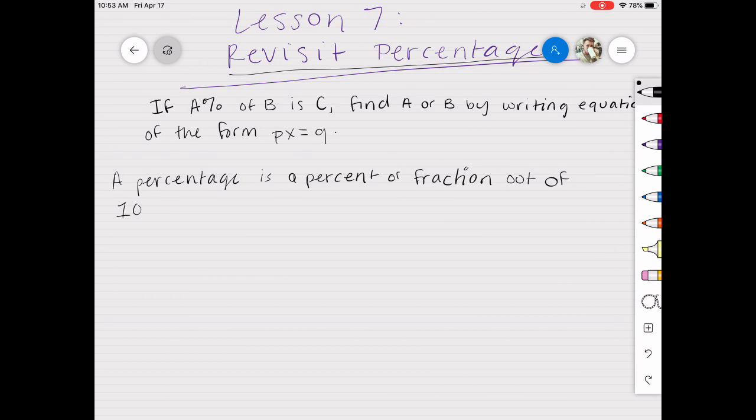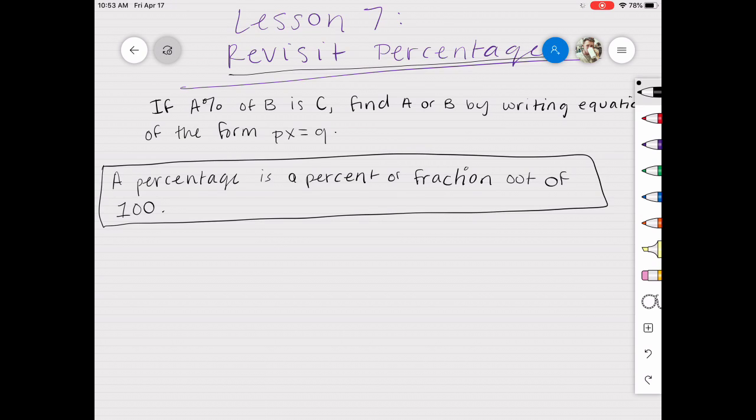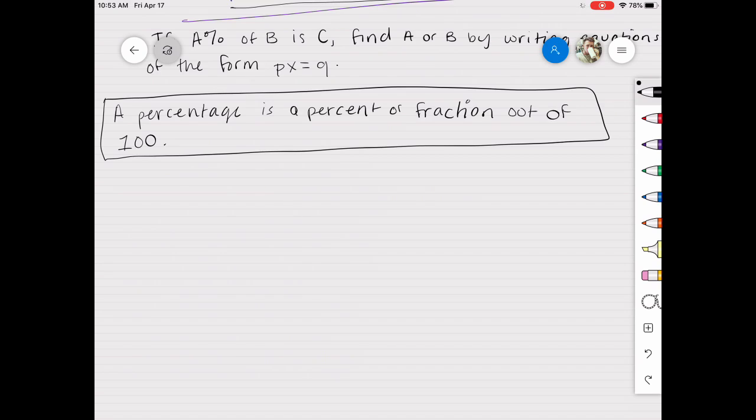Just want to recap, a percentage is a percent of a fraction out, or a percent out of 100. So again, a percentage is a number out of 100.